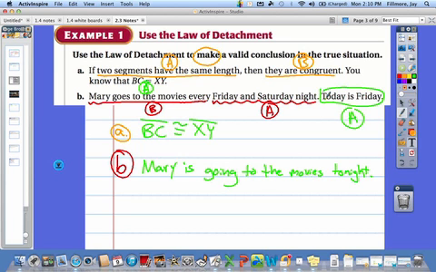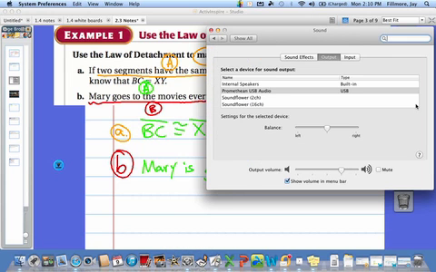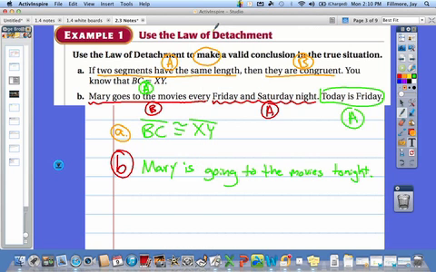Let's look at our second law, the law of syllogism, showing my favorite commercial. And let me make sure again, I always forget to do this, that my audio is correct. Let's see here. Yes, it is. My favorite commercial, hopefully the audio comes out okay.